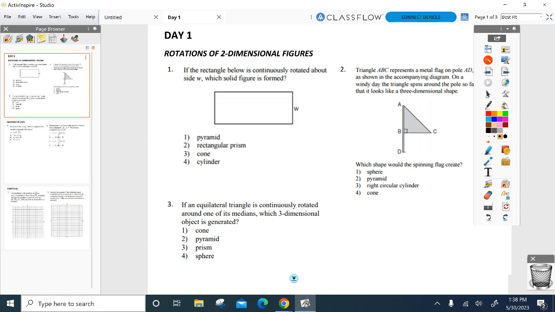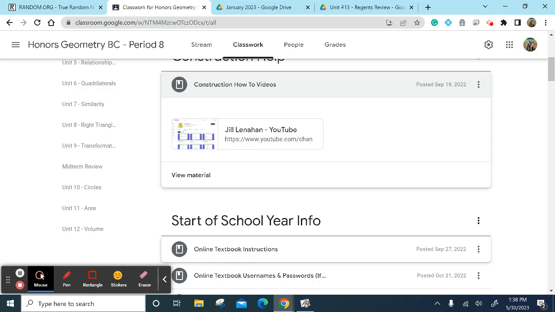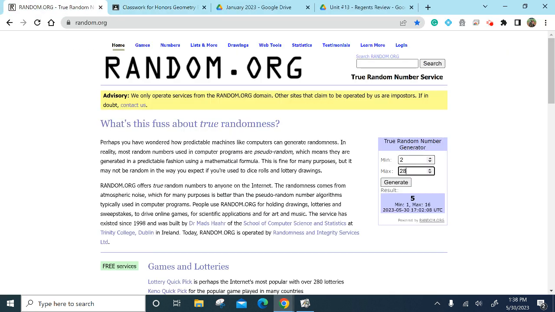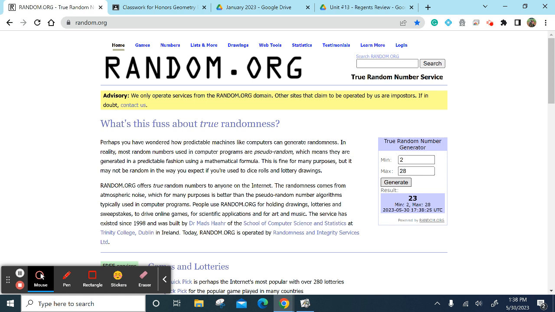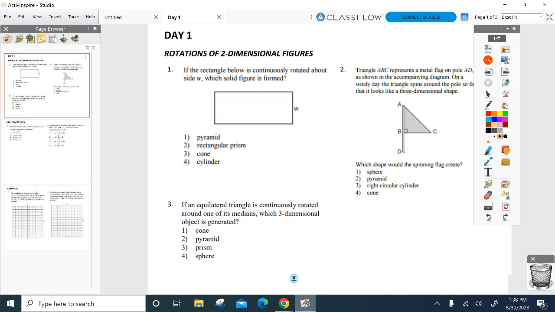Okay, so I'm rotating the rectangle around W. What type of solid do I end up with? Again, not too bad, right? Right off the bat. Usually that's like a question 1 or 2 to get your feet wet. 23, what type of figure do I have? That's a cylinder, yep. The only worry I have is everyone sees a rectangle, so they pick rectangular prism, but no.